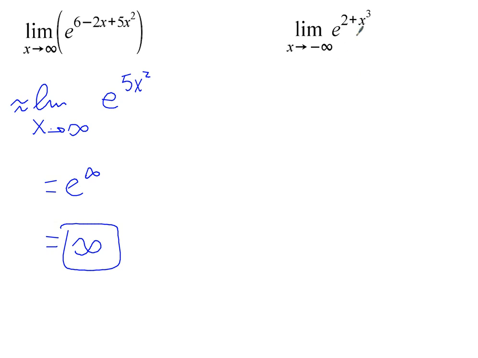Over here, the 2 is insignificant as we go towards negative infinity. The x cubed dominates. So this becomes e to the negative infinity cubed. Negative infinity cubed is still negative infinity. So e to the negative infinity is 1 over e to the infinity using exponent rules, which is 0.